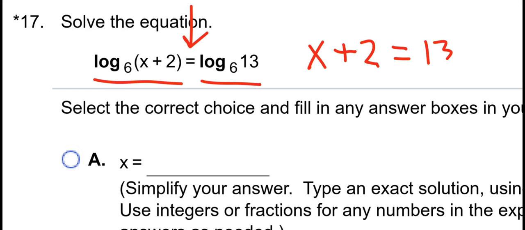I like that thought. The arguments have to be identical. We see that the bases are the same. There's only one way that those two logarithms can be equal, and that's if the arguments are the same. So this is a super easy question. 11.